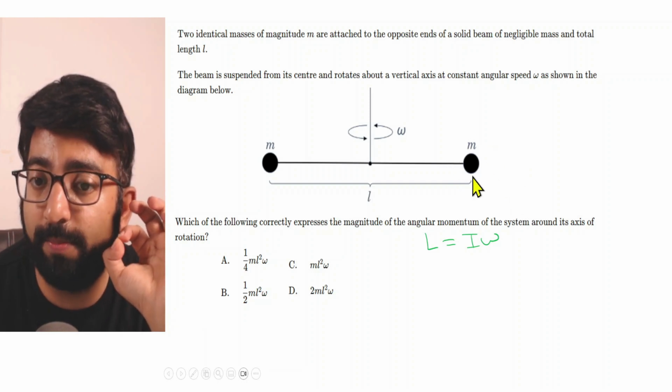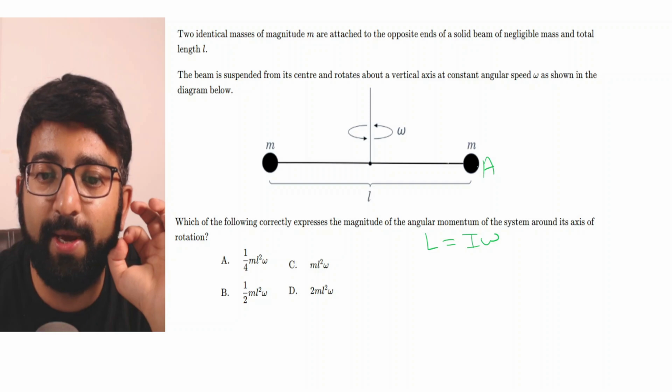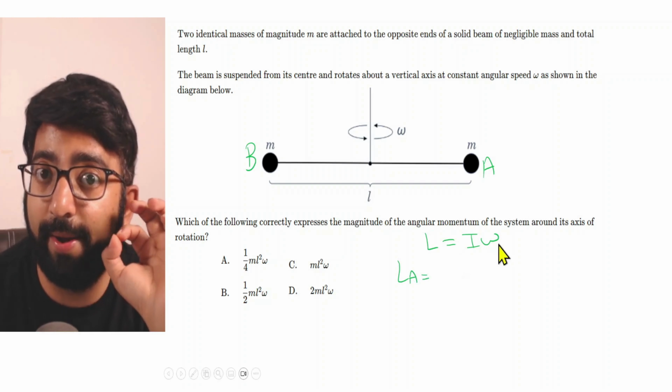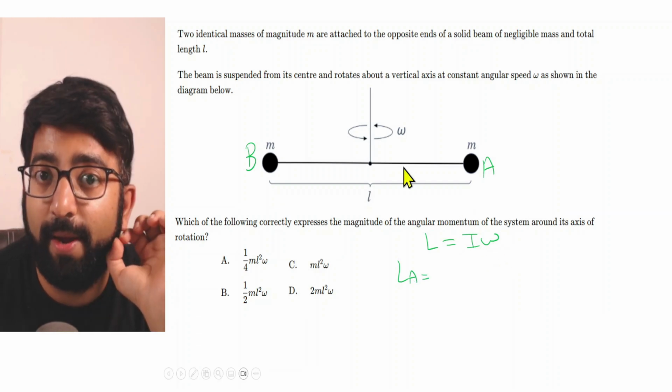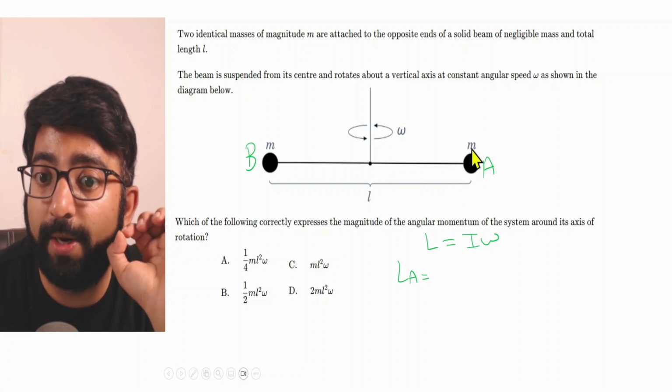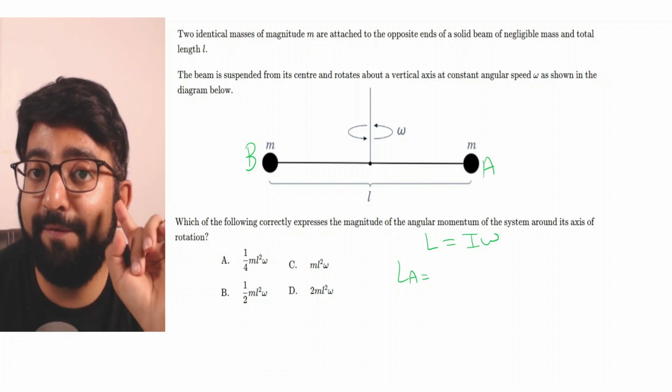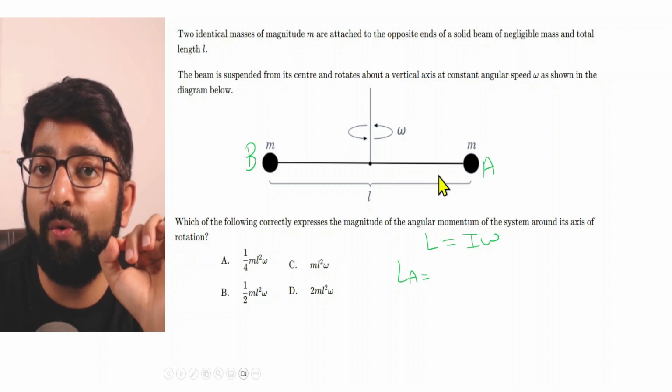Angular momentum for this object. Let's label this object as A, and on the left, let's label the object as B. So angular momentum for the object A will be equal to I omega. I is the moment of inertia, and moment of inertia for an object which is rotating around a circle of radius r, remember, is given by the formula I is m into r square.